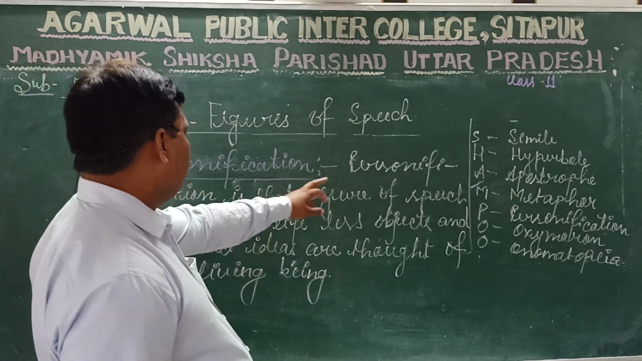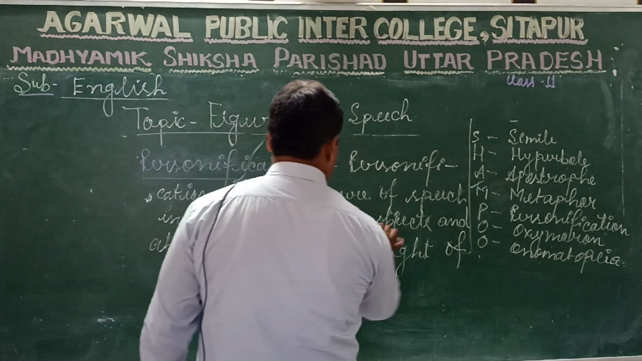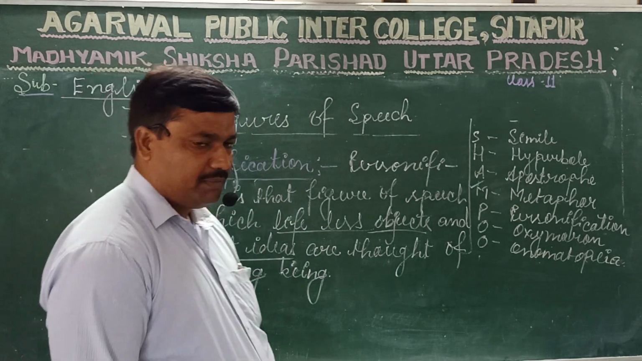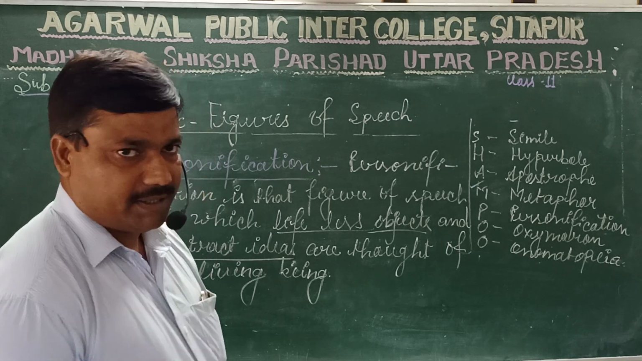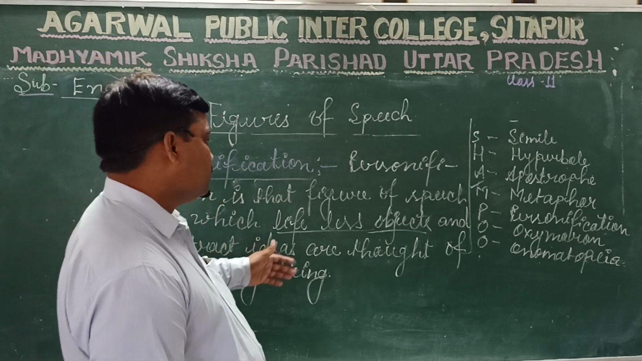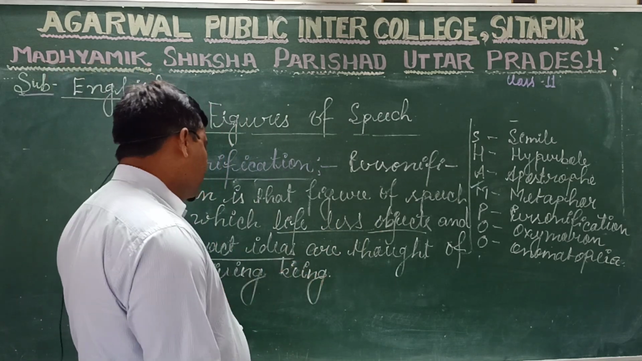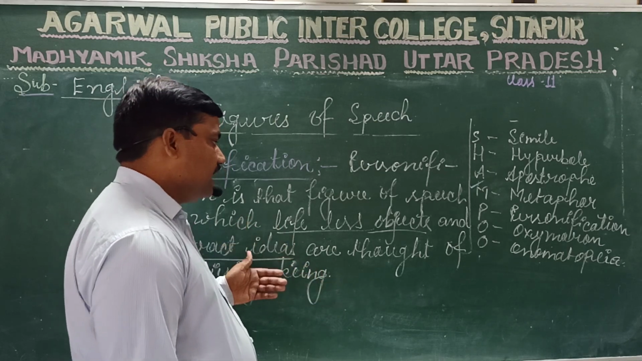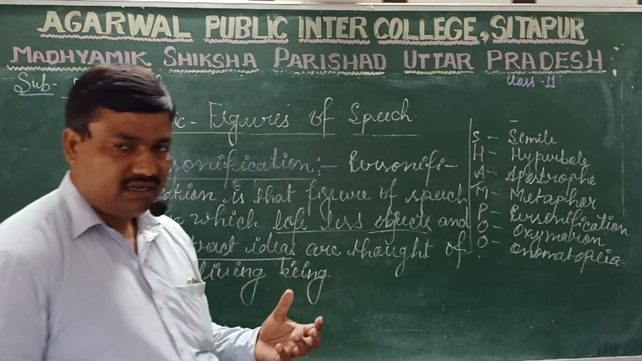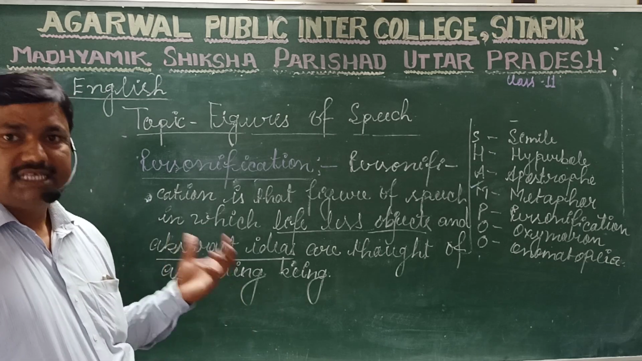Students, you should understand that personification is that figure of speech. Personification एक ऐसा figure of speech है जिसमें lifeless objects and abstract ideas means feeling. Abstract means something which you cannot see, that you can only realize. That is abstract ideas. Lifeless objects and abstract ideas are considered as living beings. Means the use of lifeless object and an abstract idea is represented as a living being. This is the actual definition of this figure of speech.